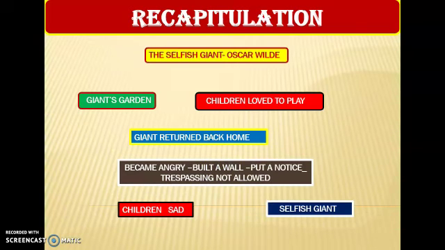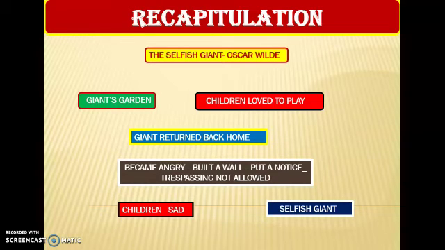So let us recapitulate, revise this lesson. The Selfish Giant by Oscar Wilde. The Giant's Garden. Very beautiful garden. Children love to play in his garden. The giant was not around. But after 7 years, when he returned to his home, he became very angry because he saw the children playing in his garden.